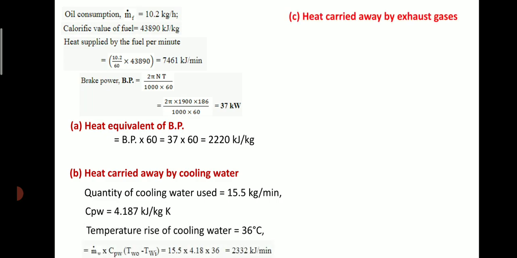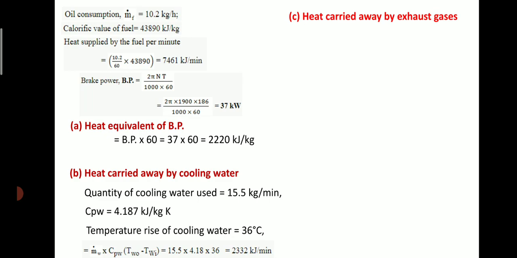After that, we use the formula: mass of the water multiplied by specific heat of the water multiplied by rise in temperature of the water. So 15.5 is the mass of the water, multiplied by specific heat of the water 4.187, multiplied by rise in temperature of the water 36. Then we have the value for heat carried away by the cooling water as 2332 kilojoule per minute.